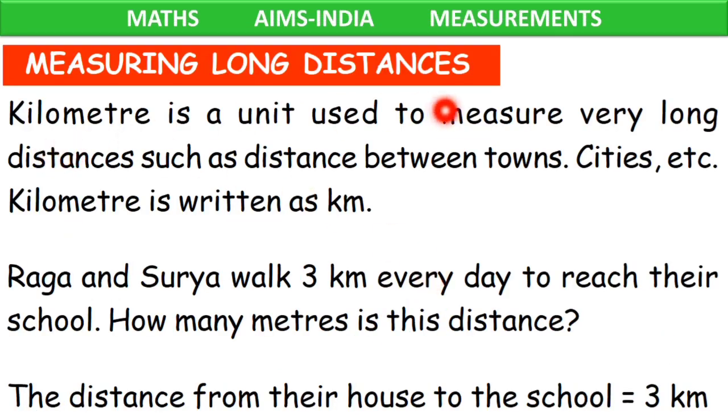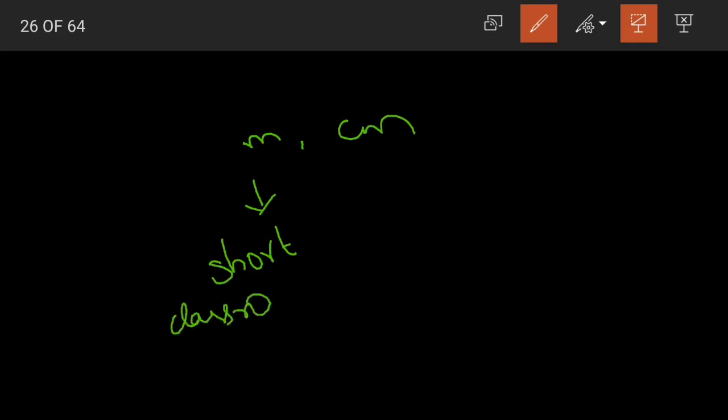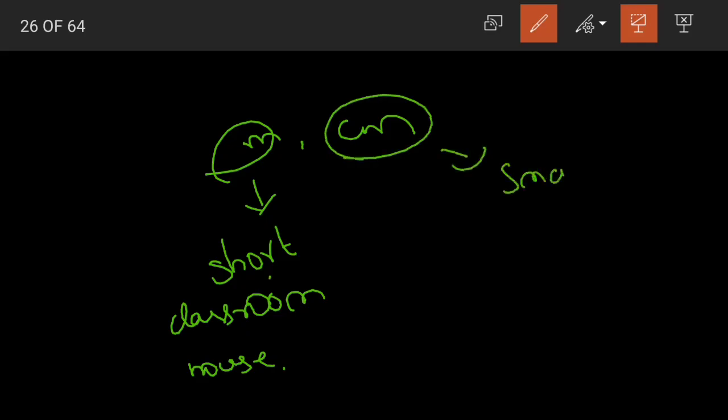Coming to measuring long distances. Till now we have learnt about meters and centimeters. Meters are used for measuring short distances like the length of the classroom, yes, or the length of the house. It can be measured in meters, and centimeter is used to measure the length of very small objects or small distances, say the length of the pencil or the length of a spoon or something else.